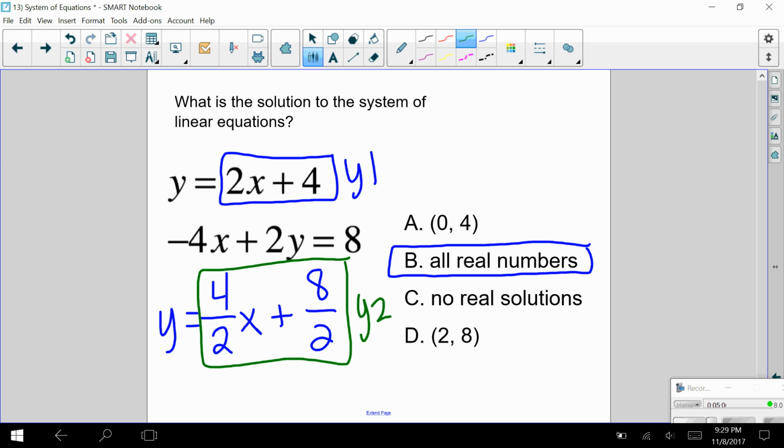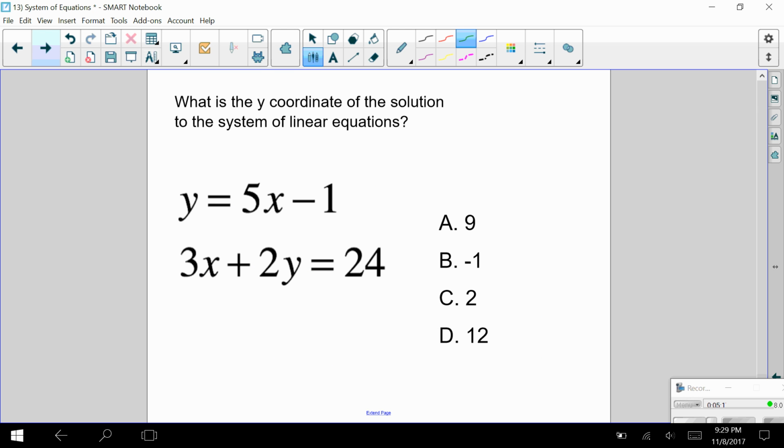Just as a quick review, what does a no solution or no real solution look like? The lines would be parallel. Alright, go ahead and hit pause, and why don't you try this one on your own.